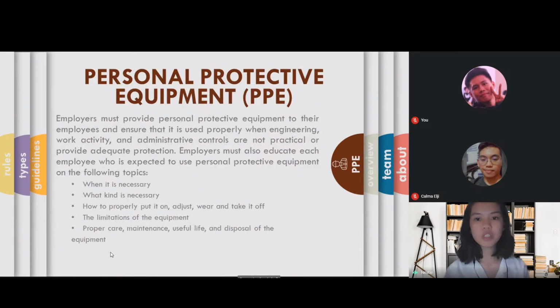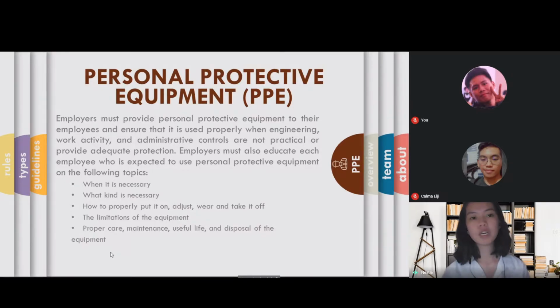Employers are the ones to provide the PPE for workers for their protection. They must also educate their worker on how and when to use the PPE properly. It can be done through seminars or programs.